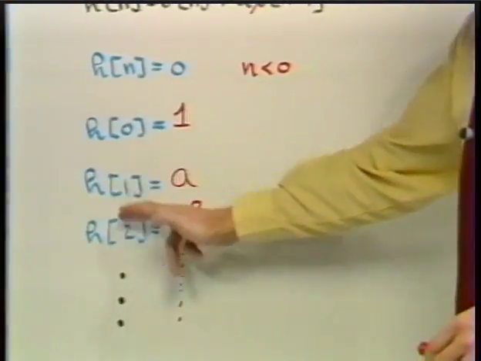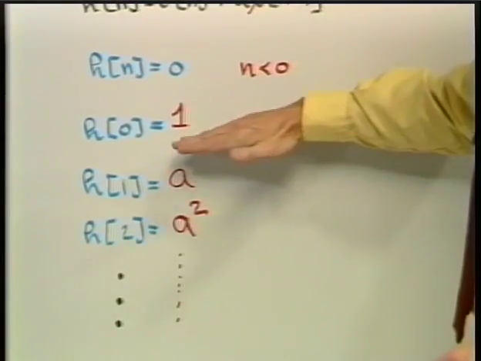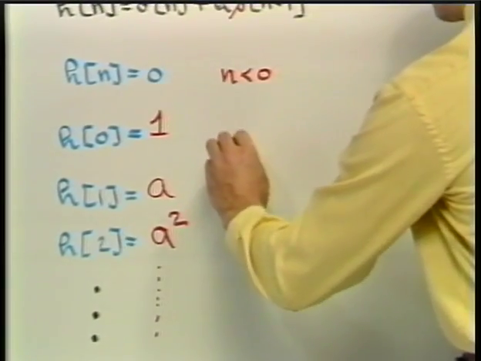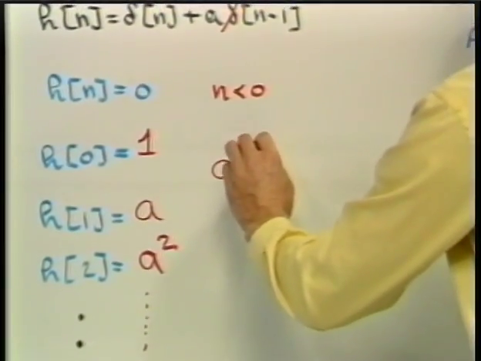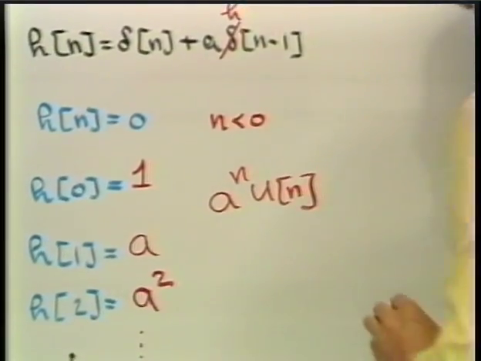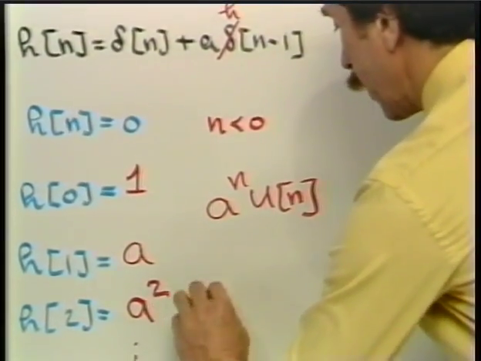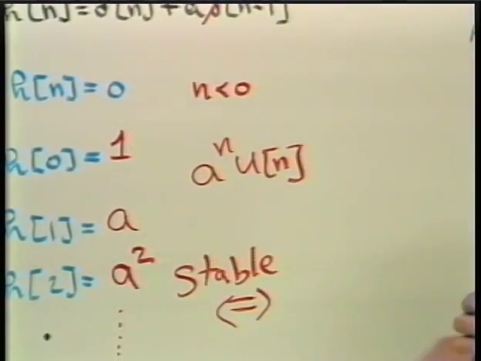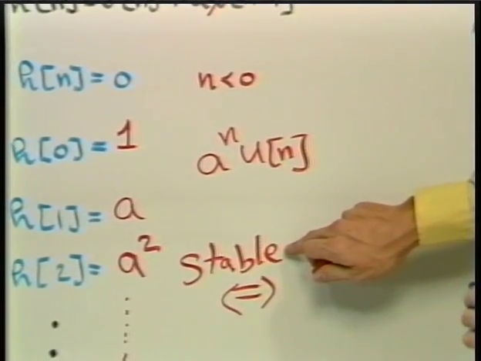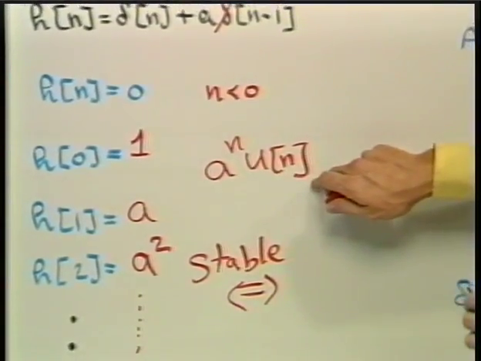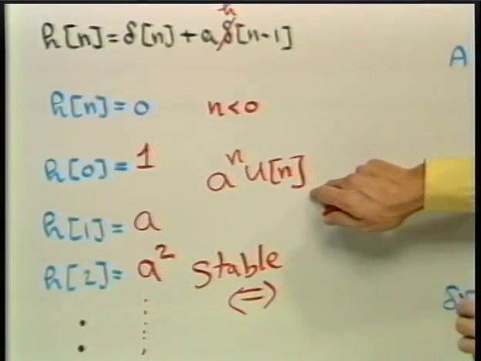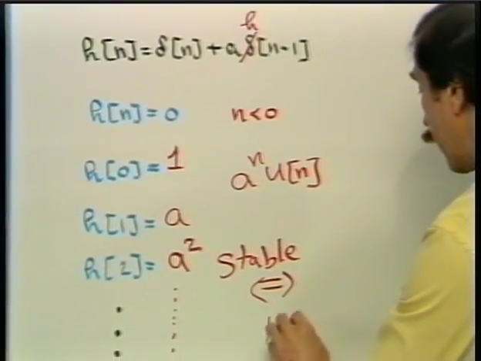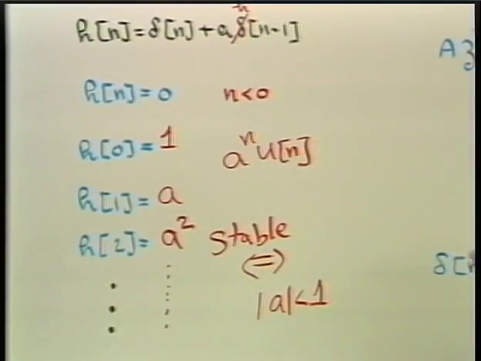And in fact, what we can recognize by looking at this and how we would expect these terms to build, we would see that the impulse response, h of n, in fact, is of the form a to the n times u of n. And we also can recognize then that this corresponds to a stable system if and only if the impulse response, which is what we've just figured out, is absolutely summable, and what that will require is that the magnitude of a be less than 1.